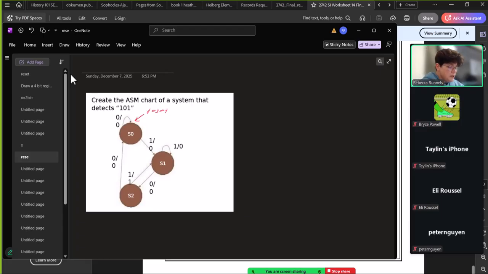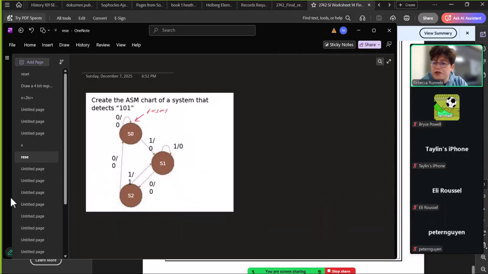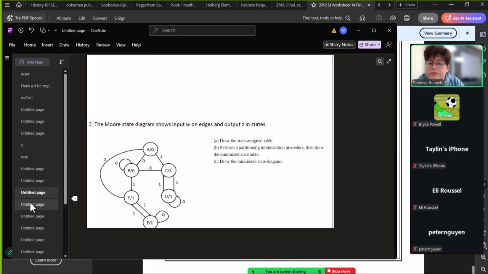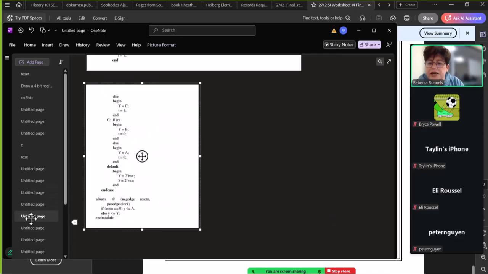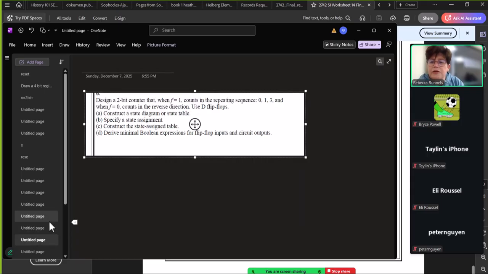And by the way, in this handout I gave you, I have a page where I put information about ASM charts, like the symbols and everything. If we flip to that, I'm going to do that first. What page is that on? It's 7. Oh, maybe I didn't copy it.